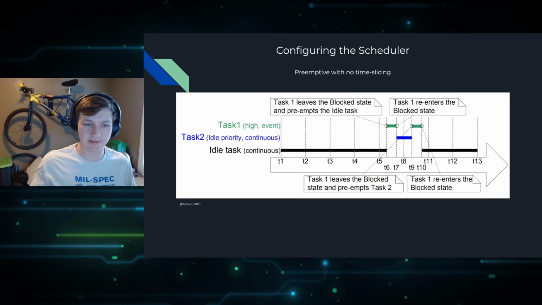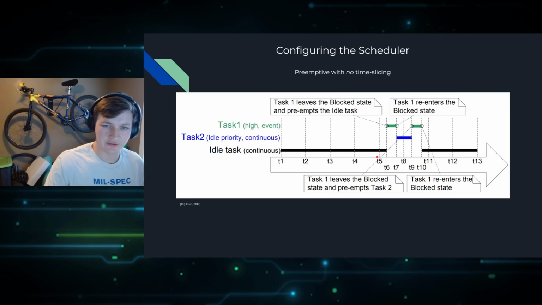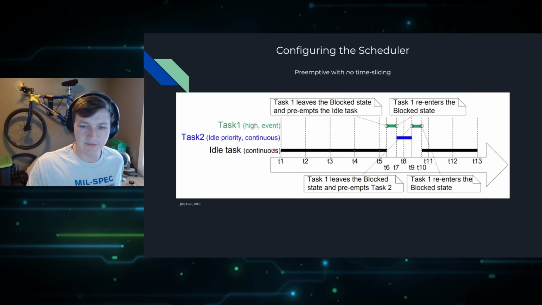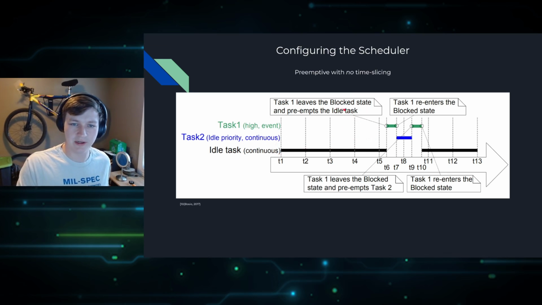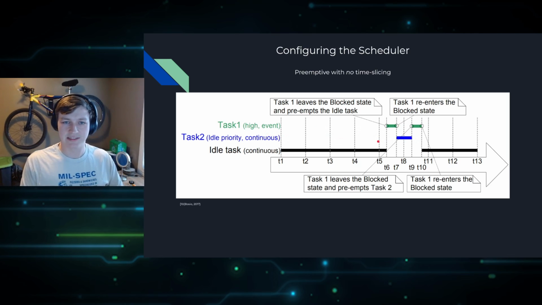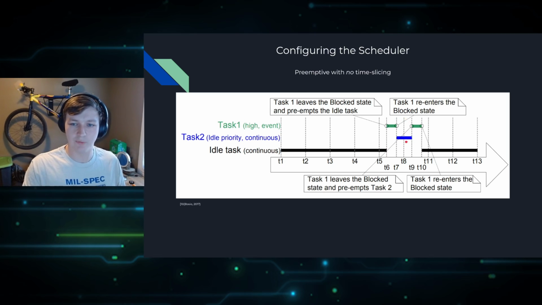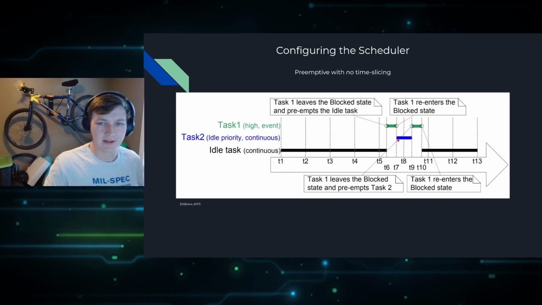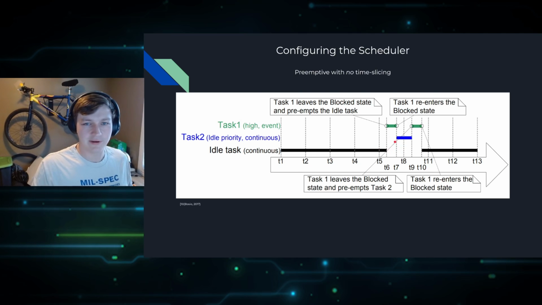Now, let's say you don't want time slicing. You set it in the scheduler, and this is what you'll get. You have this idle task here that's running. You have two idle tasks. Task 1 leaves the block state and preempts the idle task. Task 1 re-enters the block state, which then task 2 starts running. So this kind of setup still allows tasks to cut others off, kick them out of the running state, but it will let other tasks run until they're finished. It won't share time. You don't see these two tasks sharing time between each other. And that can be useful for a variety of things.